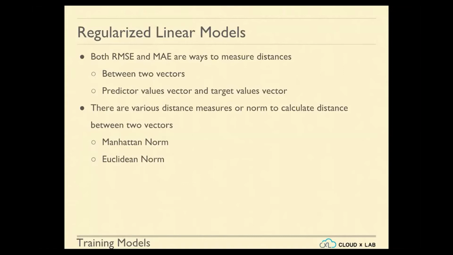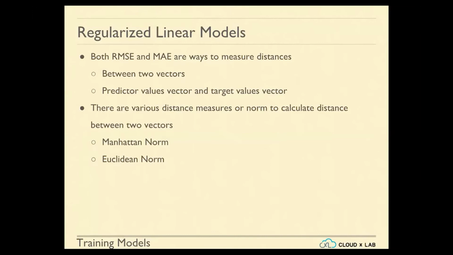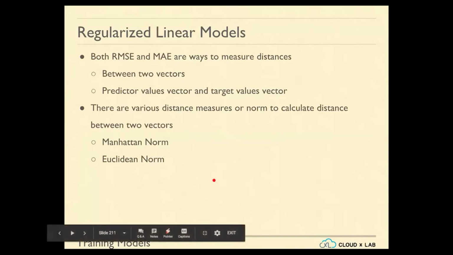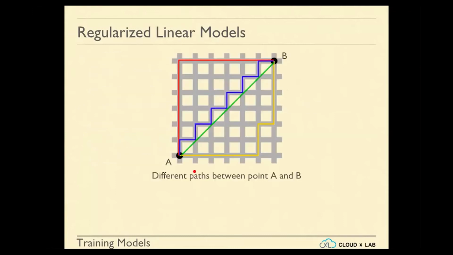Now, there are various distance measures, or norms, to calculate the distance between two vectors. One is called Euclidean and the other is called Manhattan, right? I'll just describe these two. This is a very common term. Distance is also called norm in terms of vectors. So there are two kinds of distances: one is called Manhattan, the other is called Euclidean, right?